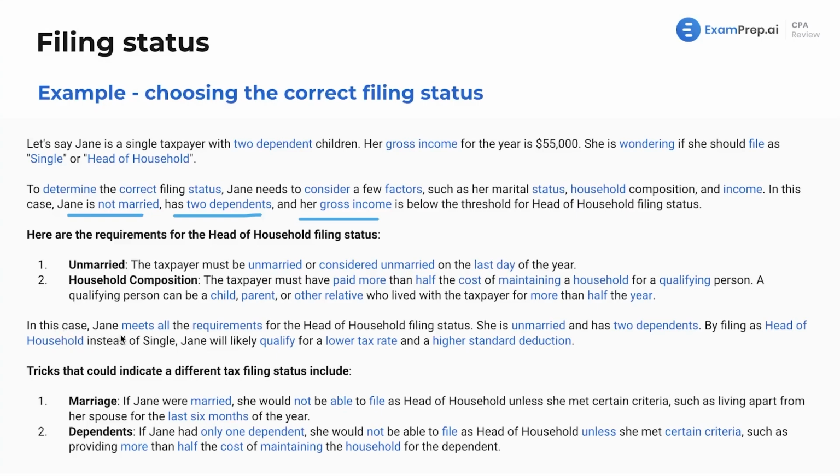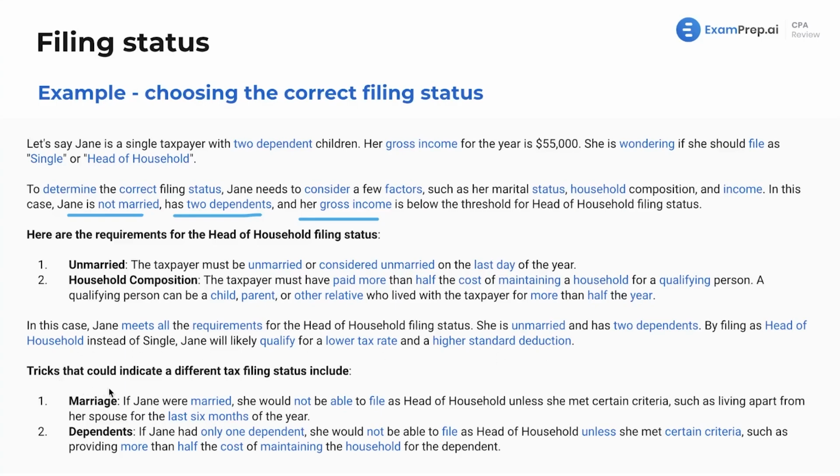In this case, since Jane meets all the requirements for the head of household status, she is unmarried and has 2 dependents. By filing as head of household instead of single, Jane will likely qualify for lower tax rates and a higher standard deduction. That's more preferential there. Make sure you understand and you know what is the order, what is more preferential if you have the choice of choosing such a status.